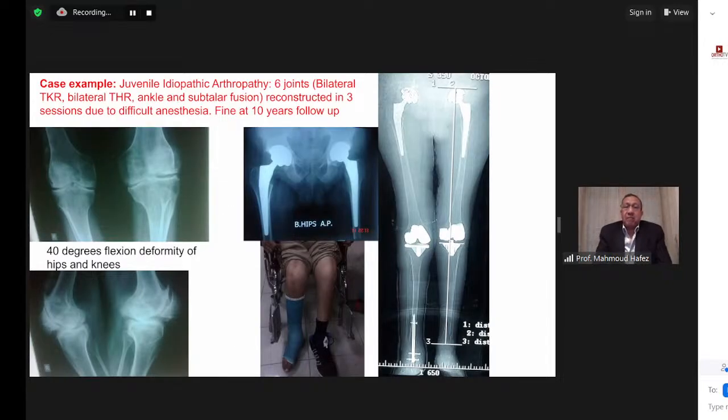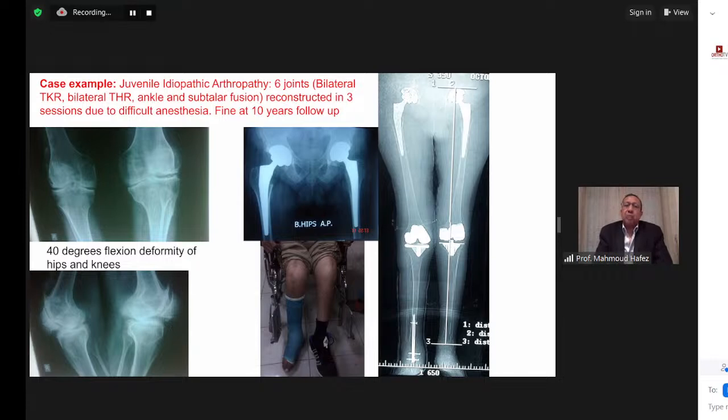So here is an example of inclusion criteria. Here a patient with idiopathic juvenile arthropathy and having a bilateral hip replacement, which I did earlier before the knees. He was happy with that. I remember the anesthetist told me, if you can do 6 operations in this patient in one go, do them. I'm not going to anesthetize this patient again.